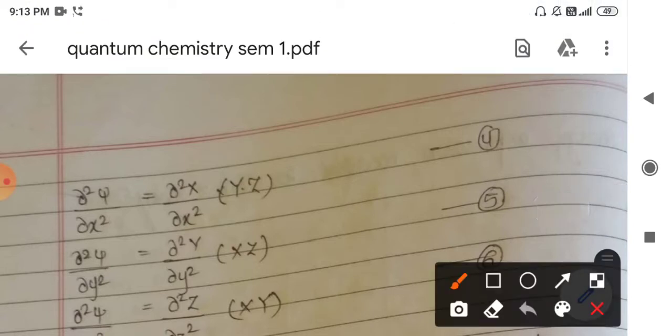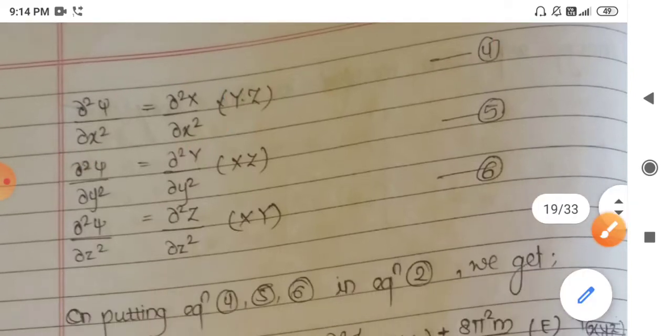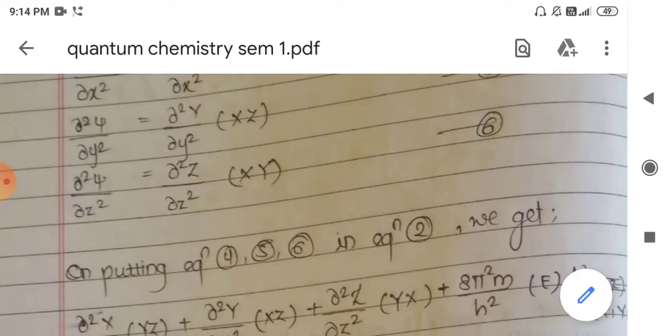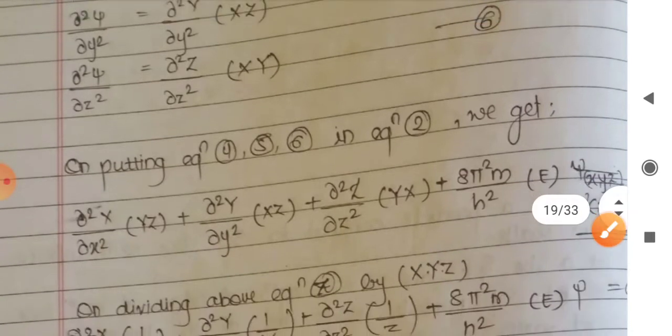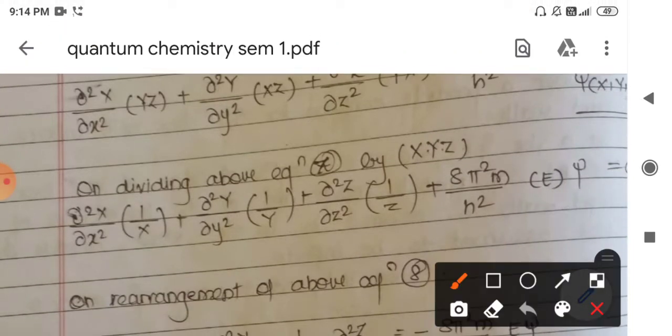So how will you get the d2 psi upon dx square? We need to differentiate the psi with respect to x. If we differentiate with respect to x, the other two functions, that is Y and Z, will remain constant. So differentiation of constant is what? We are not going to differentiate that, so we will just keep that function as it is. Same is the case for these two functions also, d2 psi upon dy square and d2 psi upon dz square. Once we have got that value, we will substitute it in the given Schrodinger time independent equation.